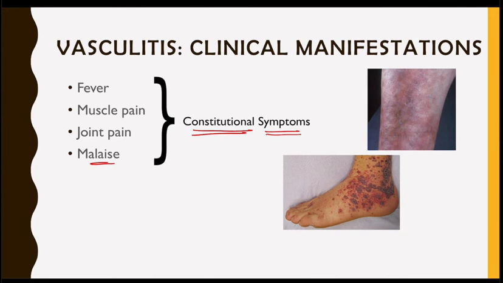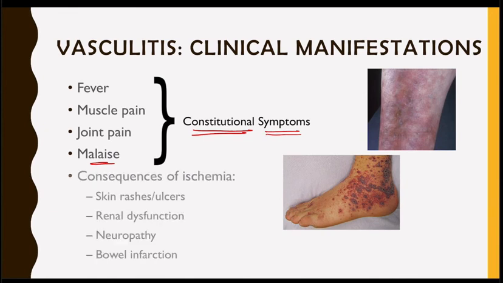With atherosclerosis, you don't have joint pain or muscle pain. You have no idea it's there. All the symptoms of atherosclerosis are related to the effect of reduced blood delivery. Whereas here, we actually have evidence that the body is fighting something. You have these constitutional symptoms. In addition to the constitutional symptoms, you will have the symptoms of ischemia.